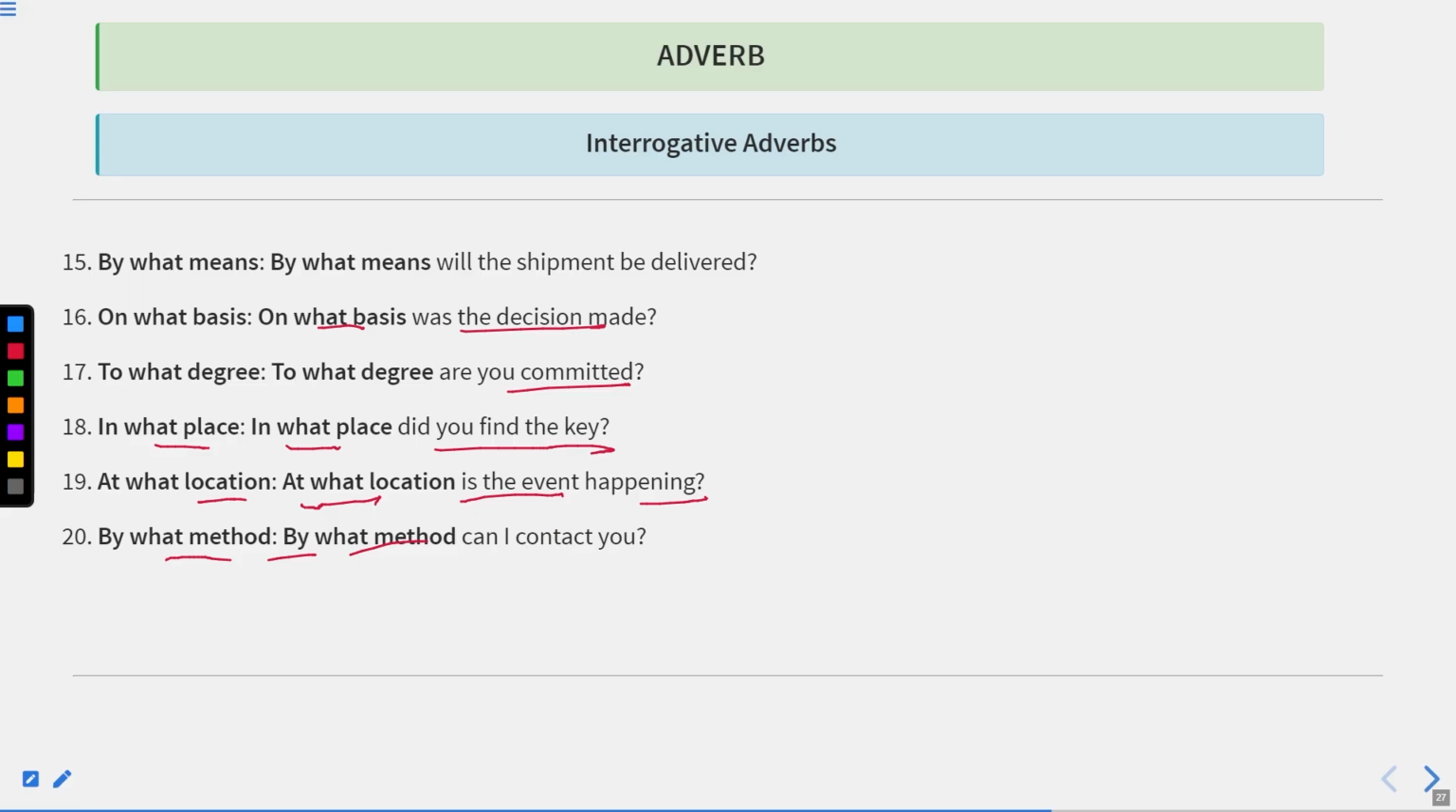By what method can I contact you? Okay, so this is also an interrogative. So contact you can be done in case of all of these. Now the 20th one is by what method can I contact you? So by what method means what is the mode of communication by which I can contact. Okay.